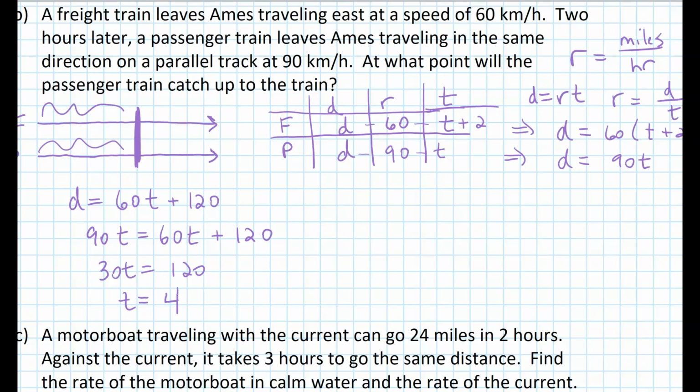So that means we know that the passenger train traveled for how many hours? 4. How long did the freight train travel? 6. What is the distance? What do we want to plug into? The 90, that's the easy one. d is equal to 90 times 4. So how many miles or kilometers in this case? 360 kilometers later, they meet.